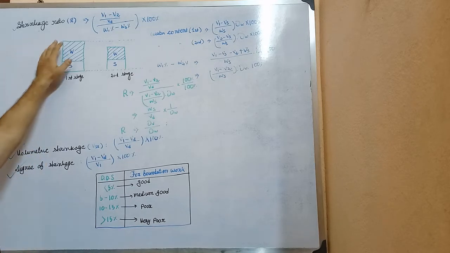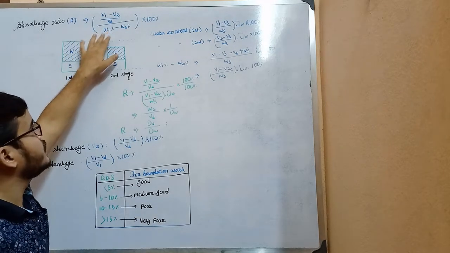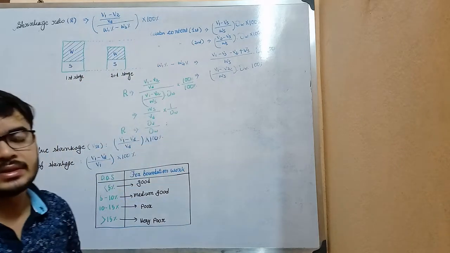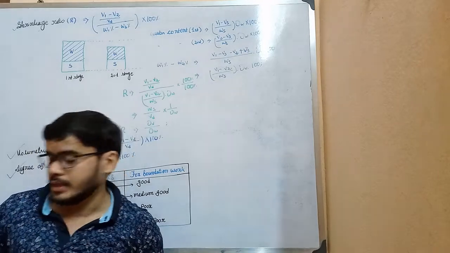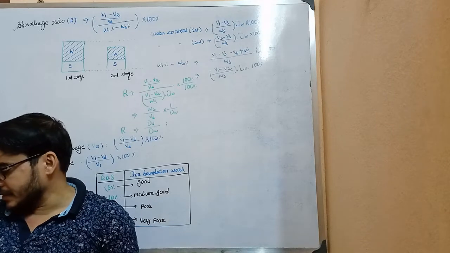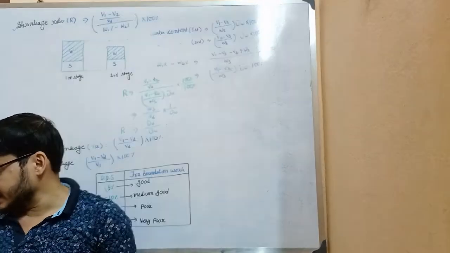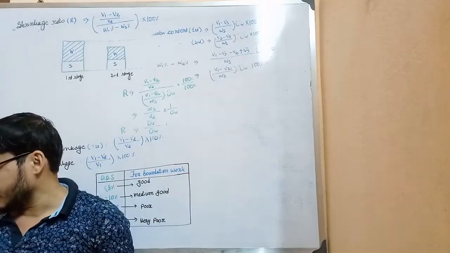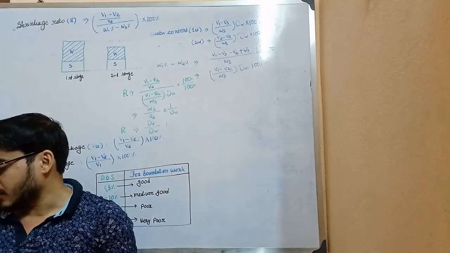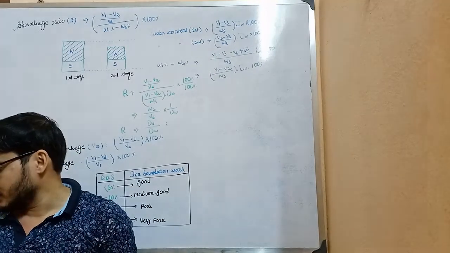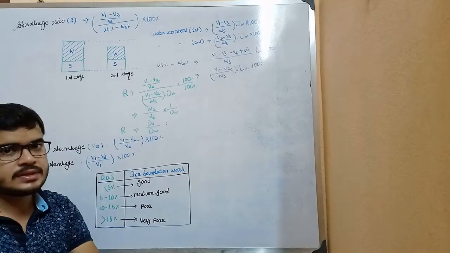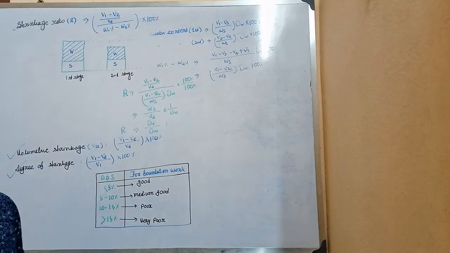First is shrinkage ratio, (V1 minus V2) by Vd, divided by (W1 minus W2) percentage, into 100%. Okay. If anyone wants to write down the definition, write it down: it is defined as a ratio of decrease in volume of soil, expressed as a percentage of its dry volume, to the corresponding change in water content. Okay, just write the definition and go through the formula, you will understand it.